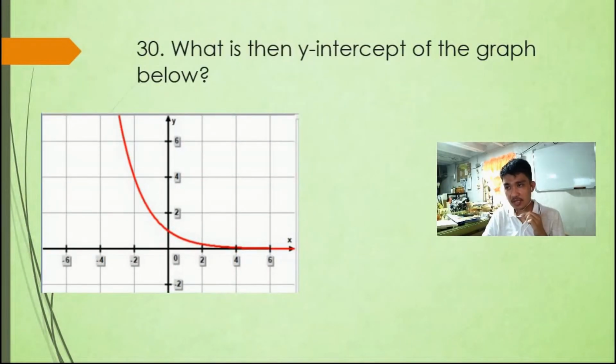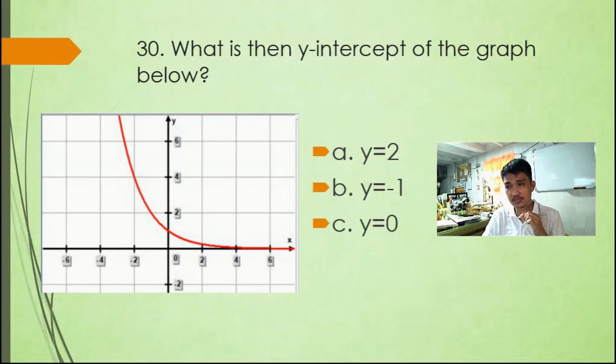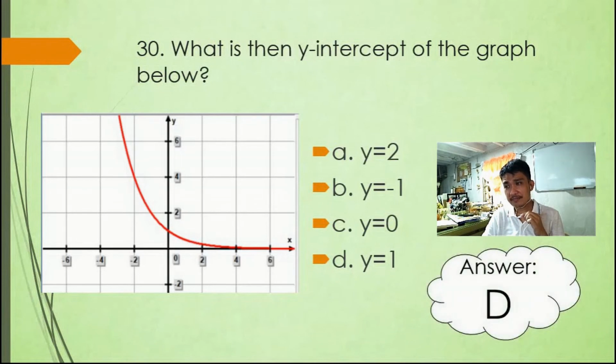Number 30. What is the y-intercept of the graph below? Letter A, y is equal to 2. Letter B, y is equal to negative 1. Letter C, y is equal to 0. Or letter D, y is equal to 1. Now the answer is letter D, y is equal to 1.